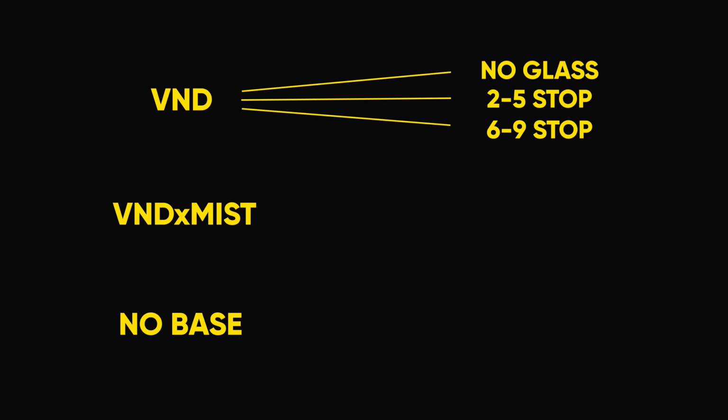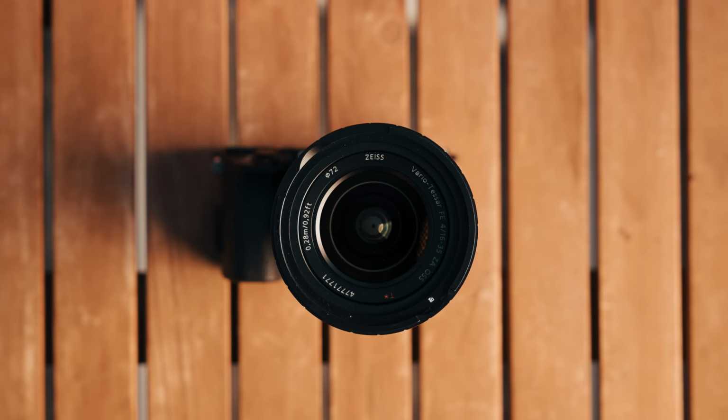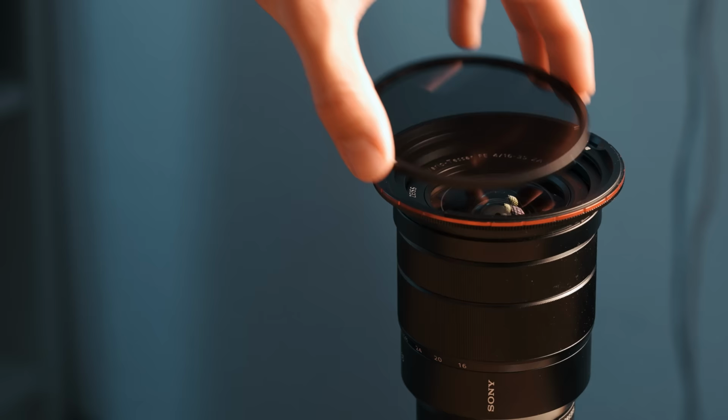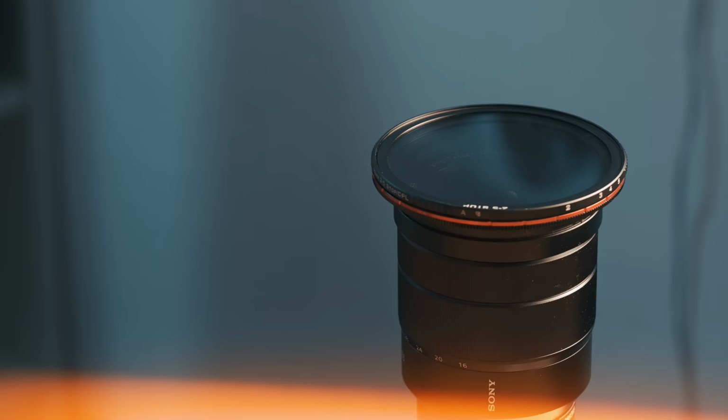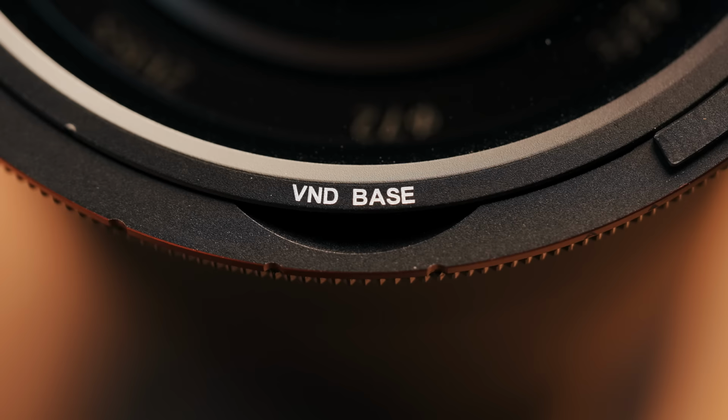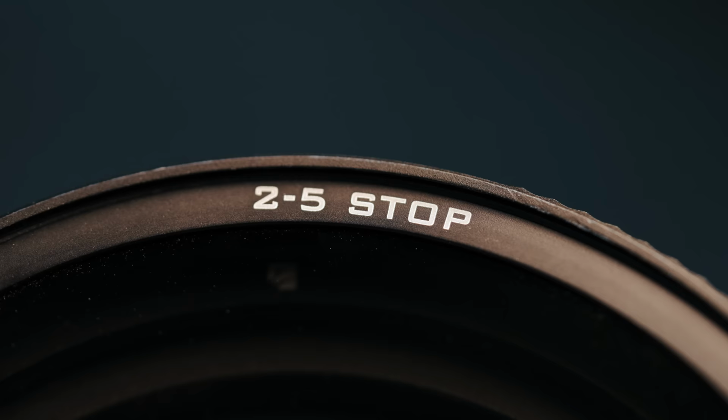If you mount the VND X mist base, the process is basically the same. Without another filter glass attached, it will be an ND of 1 stop with that soft mist look we talked about earlier. And when you attach one of the different VND filter glasses, you will have a variable ND filter with that mist look. So basically, you just attach the right base for the look you're going for, and then you choose the right VND strength depending on how bright it is.